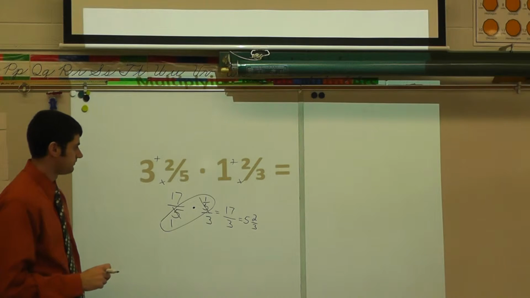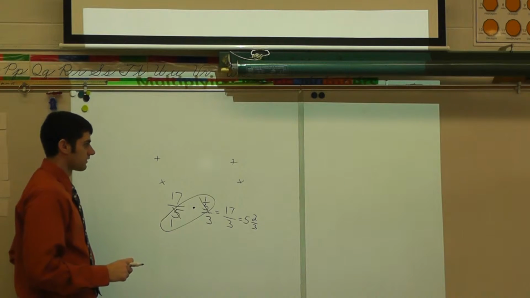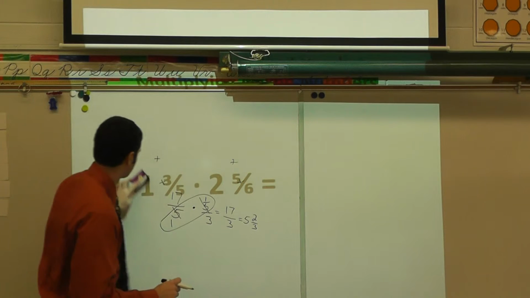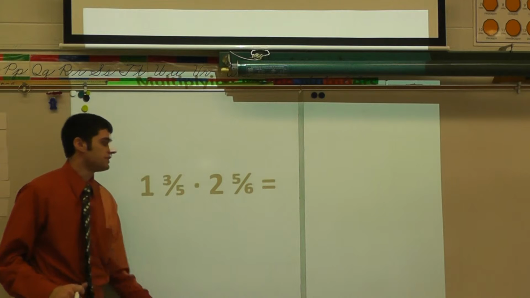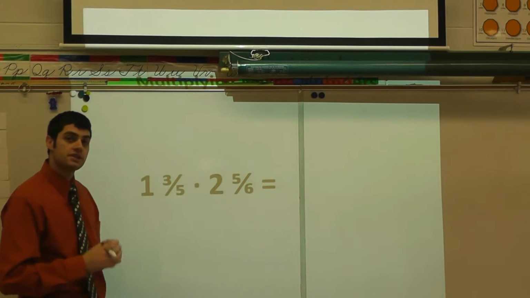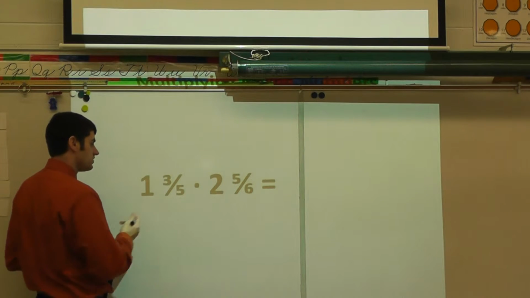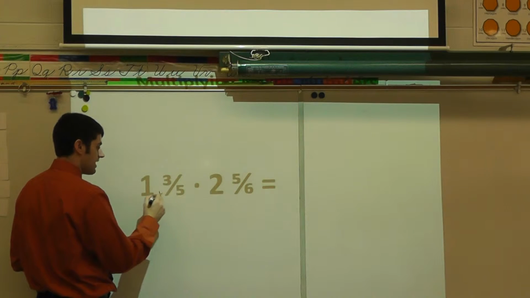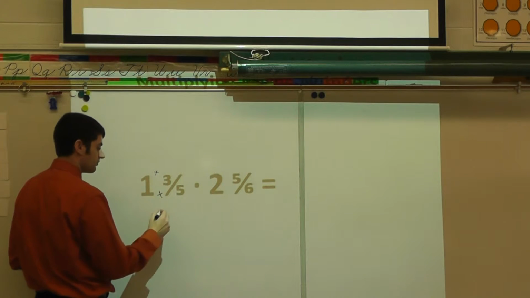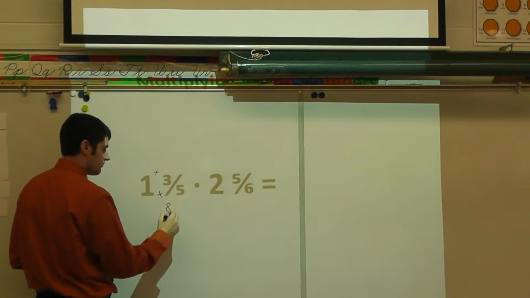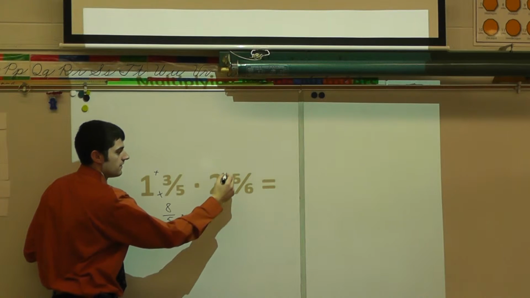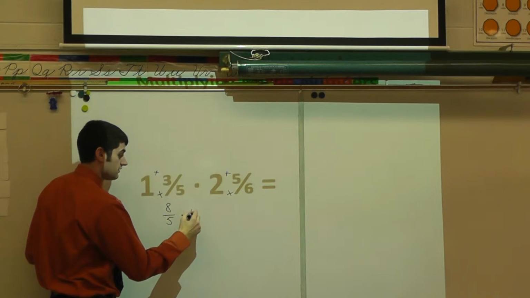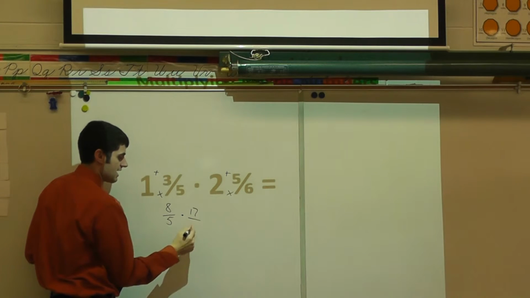Let's try another example. In this problem, we have 1 3/5 times 2 5/6. Same thing, let's get back into changing these mixed numbers around. 5 times 1 is 5, plus 3 is 8. My denominator stays the same. Bring this bad boy down. Take a look at this guy over here. 6 times 2 is 12, plus 5, 17 again. And my denominator stays the same.